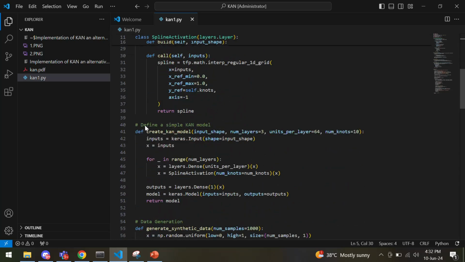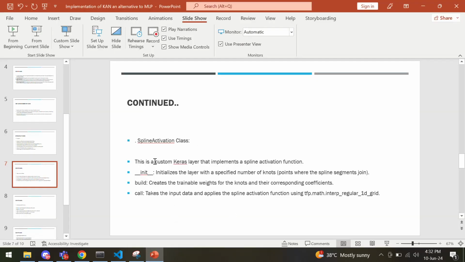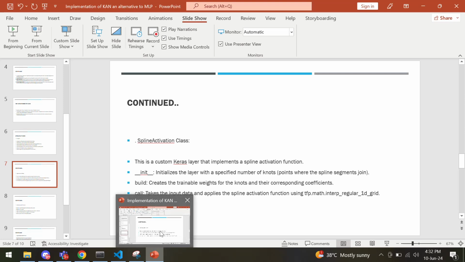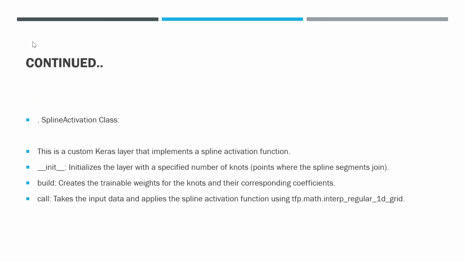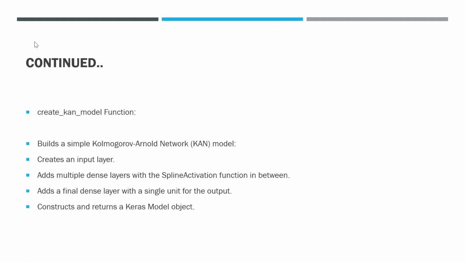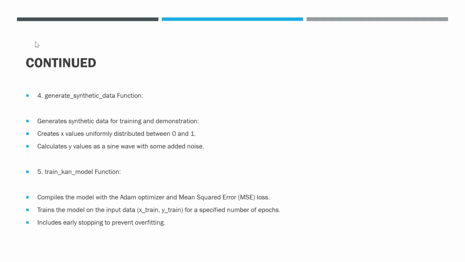Now we are defining a simple KAN model. So we are creating a model function that builds a simple KAN model itself, creates an input layer, adds multiple dense layers with the spline activation function in between, adds a final dense layer with a single unit for the output, constructs and returns a Keras model object itself.